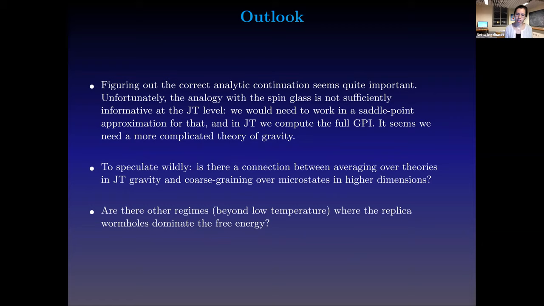So here's a wild speculation. I don't know if this is grounded in anything. Don't hold me to it, but just an opinion. I would like to know if there's a connection between averaging over theories in low dimensional gravity and coarse graining over microstates in higher dimensions. I don't know what the answer to that is. I think that people have speculated on this for quite some time, and I think it's an interesting thing to look into. In particular, I think that the correct analytic continuation probably is some leftover signature from whatever happens in higher dimensions. And finally, are there other regimes beyond low temperature where the replica wormholes can dominate the free energy? So with that, I will finish and thank you for your attention.